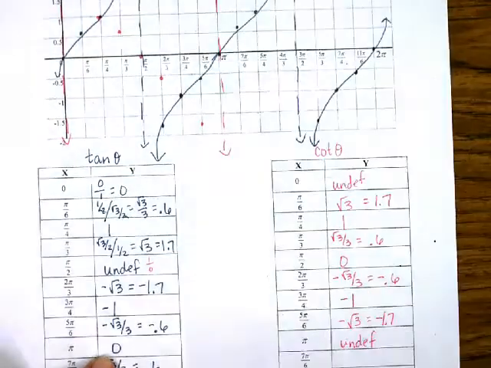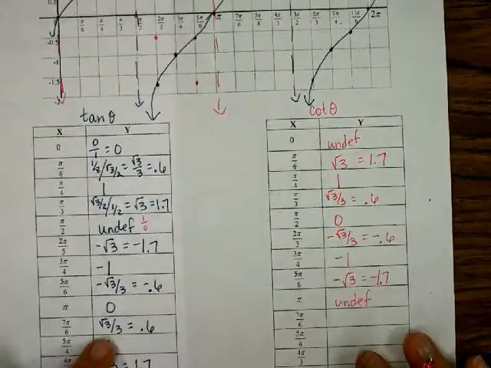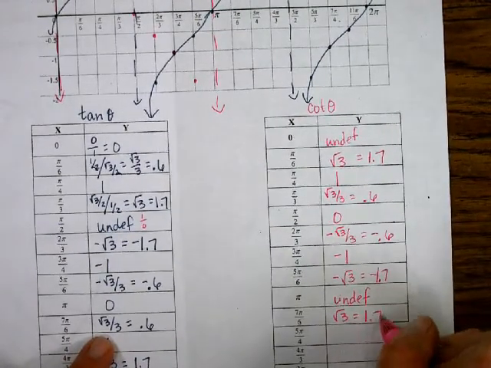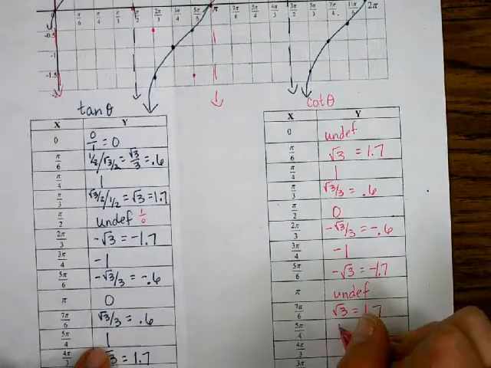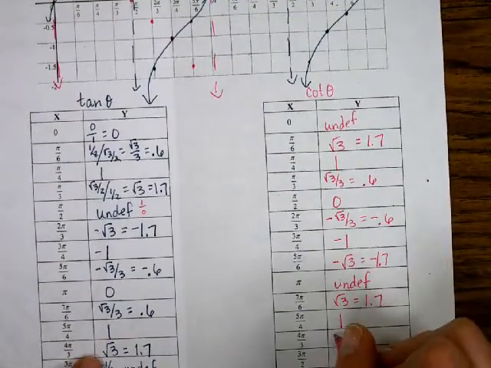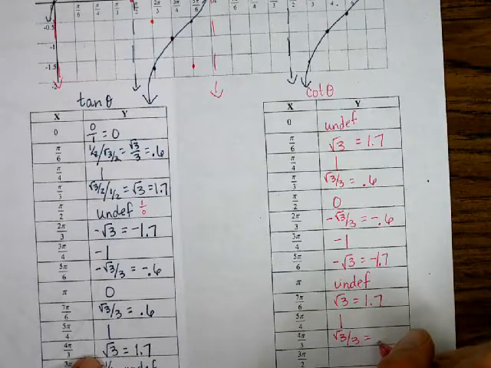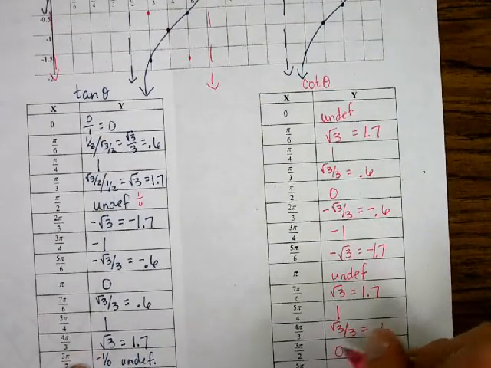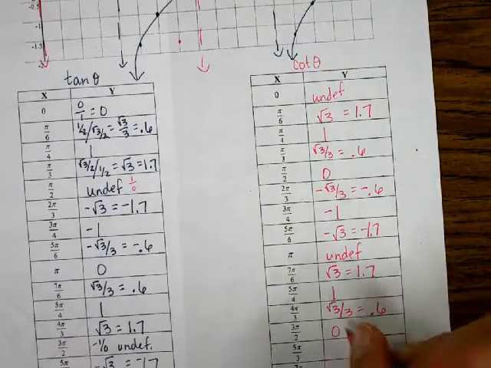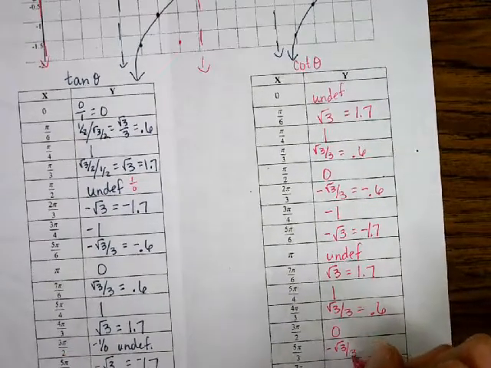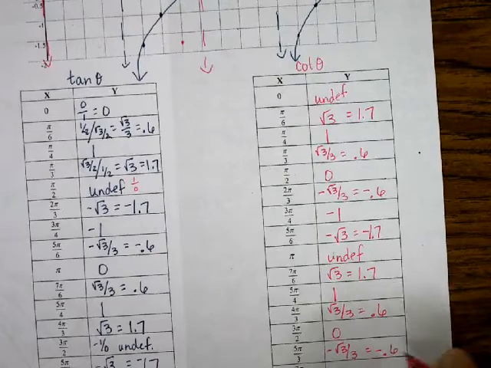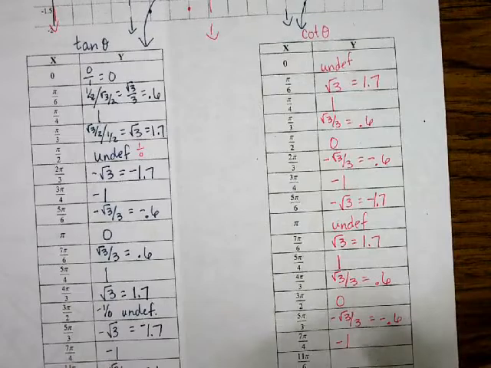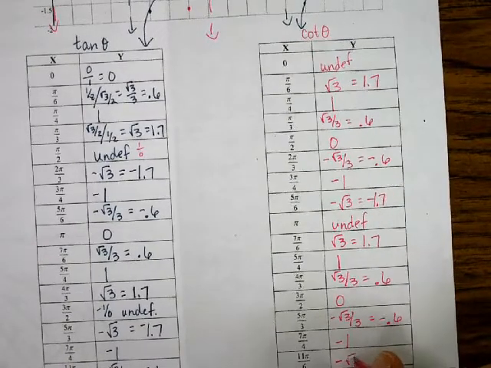Seven pi over 6, that would be root 3, so 1.7. 5 pi over 4 is 1. 4 pi over 3 is root 3 over 3, which is 0.6. You should see the pattern. It's starting to repeat. 3 pi over 2 is 0. 5 pi over 3 is negative root 3 over 3, which is negative 0.6. 7 pi over 4 is negative 1. 11 pi over 6 is negative root 3, which is a negative 1.7. And 2 pi back to undefined.